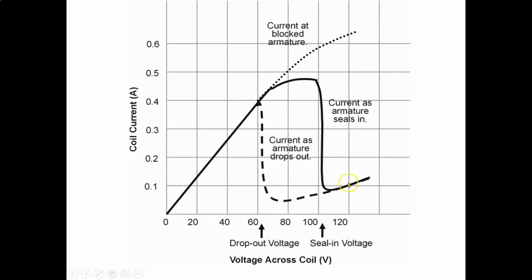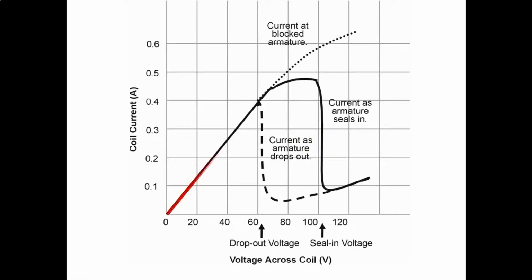Now when that sine wave hits its peak and then starts coming back down, my voltage is dropping from 120 volts to 0 volts. And when it gets to that 50% rating, that means my armature is going to drop out.